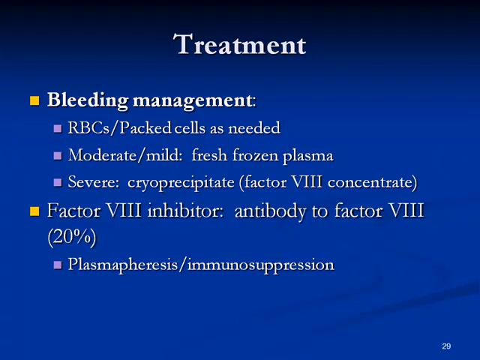Then 20% of people develop an antibody to the factor VIII that we administer. So they need factor VIII, we give it to them, and they develop an antibody to it. So we can do plasmapheresis, which removes antibodies. Plasmapheresis does a variety of things. In this case, we're talking about removing antibodies from the patient. So plasmapheresis can be used for a variety of autoimmune diseases to remove antibodies.